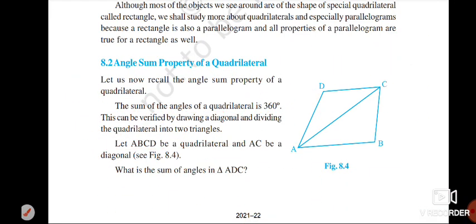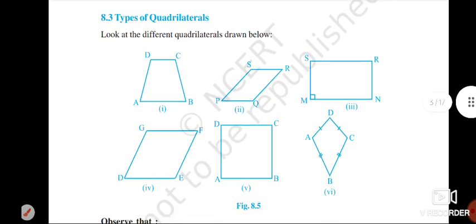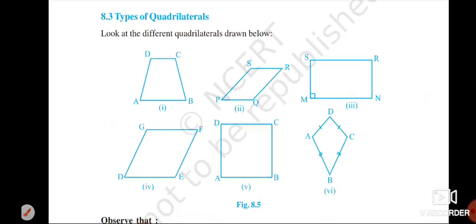Now next is the types of quadrilateral in your textbook. So how many types of quadrilateral are there? There are a total of 6 types of quadrilateral. First one is a trapezium, second one is a parallelogram, third is a rectangle, fourth is a rhombus, fifth is a square and sixth is a kite. So one by one we will study all these quadrilaterals. Okay, first is a trapezium.